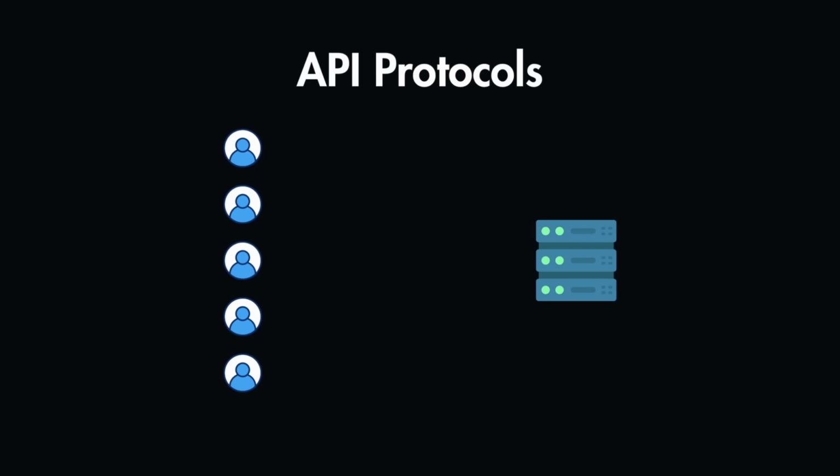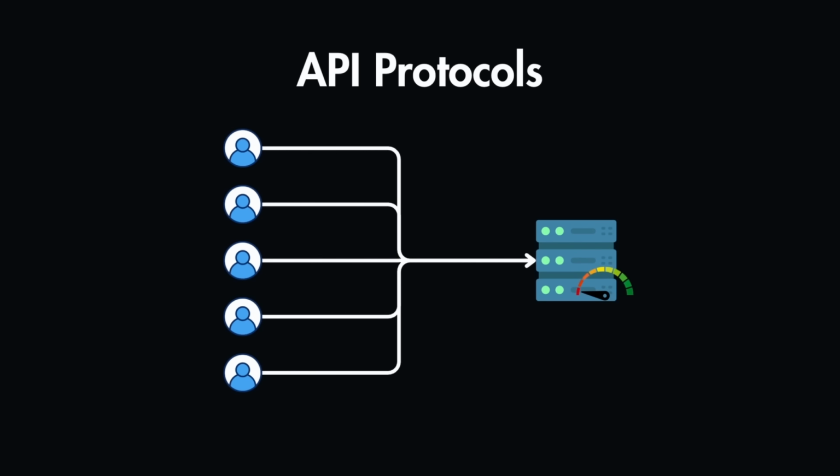Choosing the wrong protocol for our API can lead to performance bottlenecks and also limitations in functionality. That's why we need to first understand these protocols, which will allow us to build APIs that meet our specific user requirements for latency, throughput, and also interaction patterns.